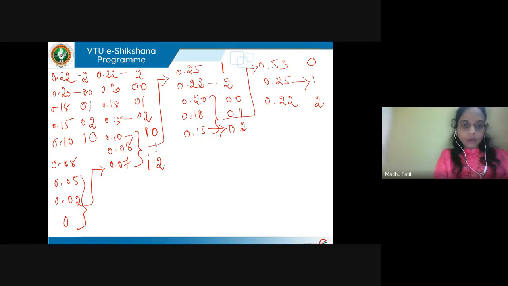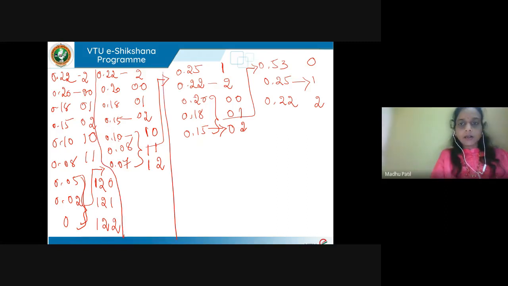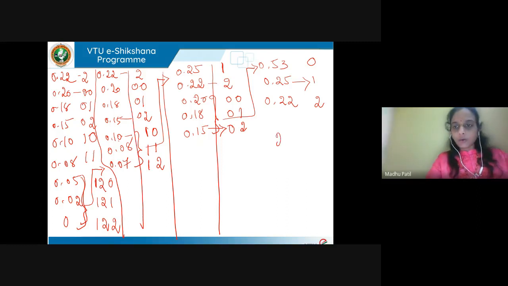0.10, 10, 0.08, 11. These three symbols form the composite symbol 0.07 with code 12. So for all three, you should write 12, then 0, 1 and 2. So this will be the entire set of probabilities with this code. So finally, your code words are this column.